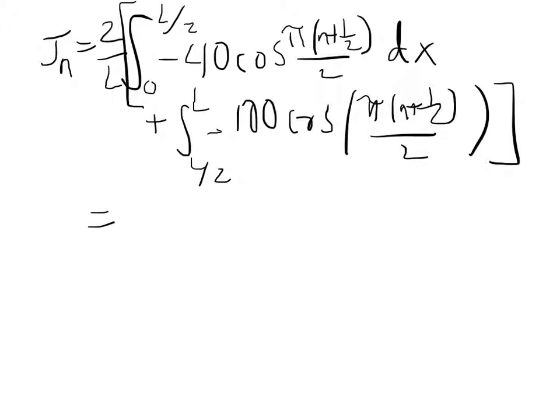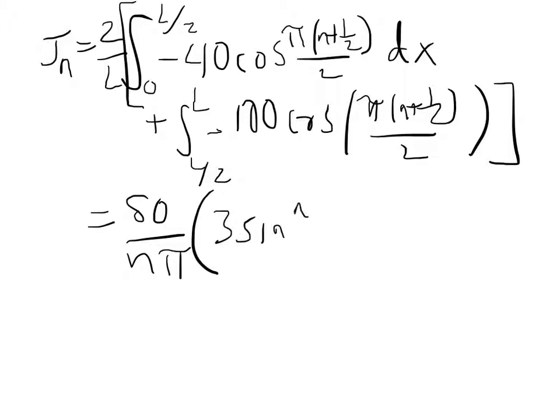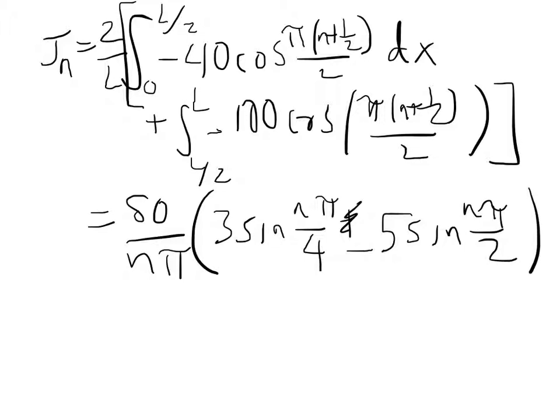And as it is, if you do the math out, it's a pretty simple integral, and that simplifies to 80 over n pi times 3 sine(n pi over 4) plus, minus 5 sine(n pi over 2). And this is basically your expression for Jn. And what we've shown is that even with a piecewise initial condition, it's not too tricky to do that orthogonality and find the Fourier coefficient in these separation of variables problems, even with the inhomogeneous boundary conditions.